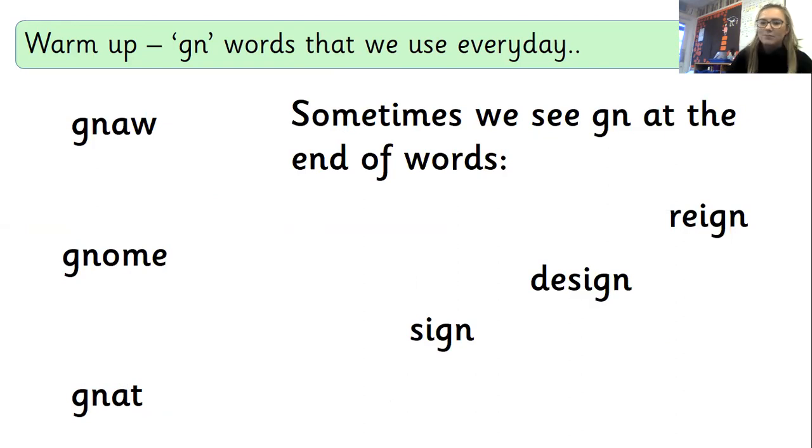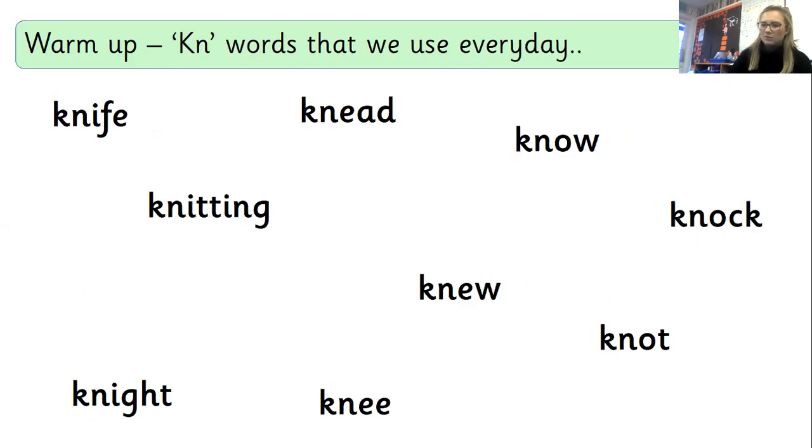They're gnats. And sometimes we see GN at the end of words. So I've just put some words on there: sign, design, and reign. That doesn't mean the rain that falls from the sky. That means like a queen's reign, for how long she's on the throne for, so many, many years. So there are GN words. There's not as many of those that we normally use, whereas there's lots of those KN words. Things like I know the answer. That's one that has that KN at the start.